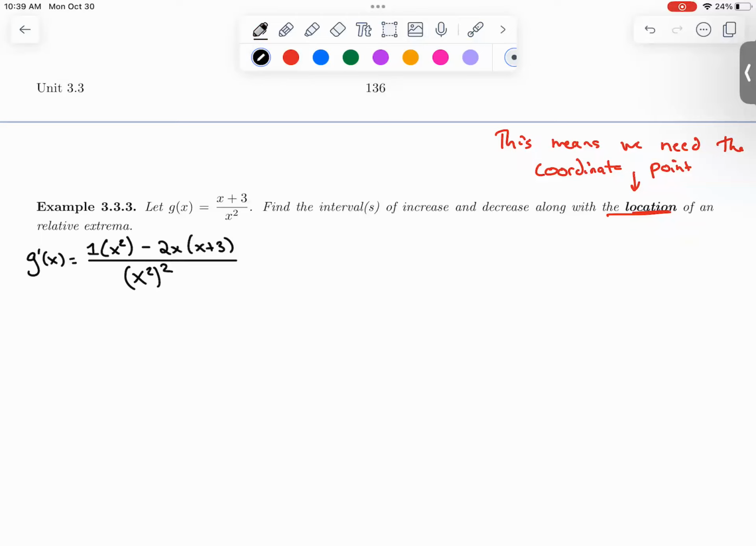Let's do a little bit of simplification now. We have, so that's going to be X squared minus 2X squared minus 6X, all divided by X to the 4th.